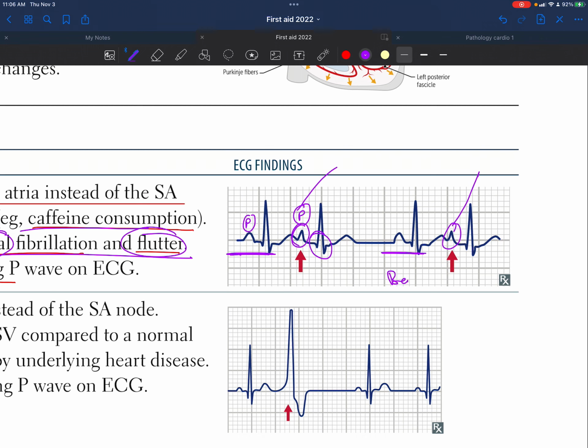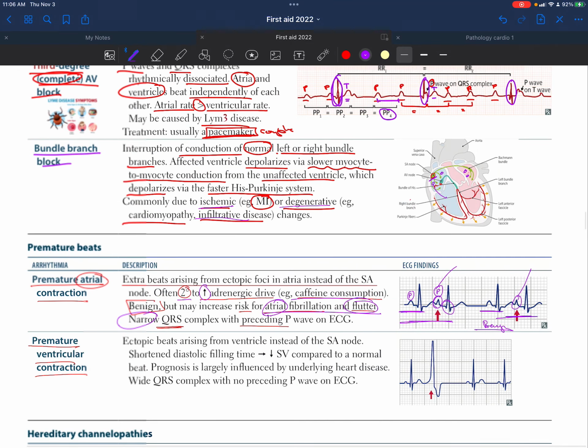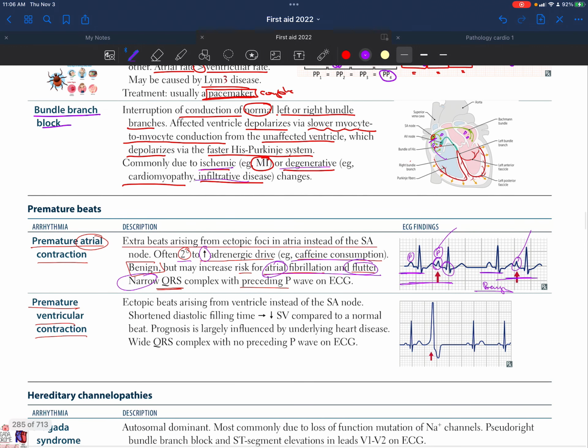It is benign because it's fine. We're not having any block or anything, so it's fine. But I mean, it increases the susceptibility to AF and atrial flutter.